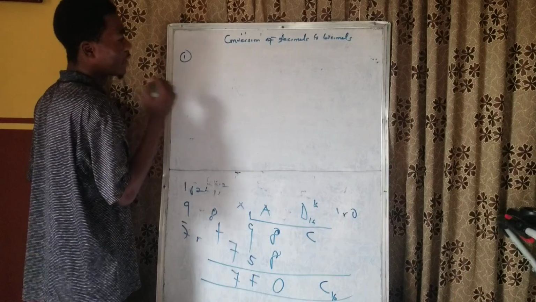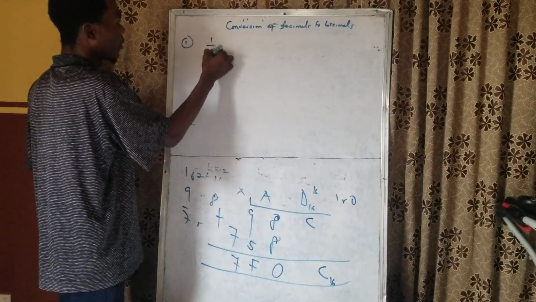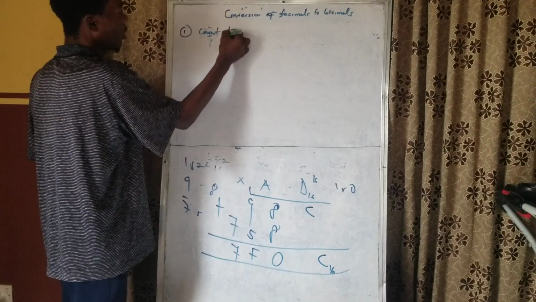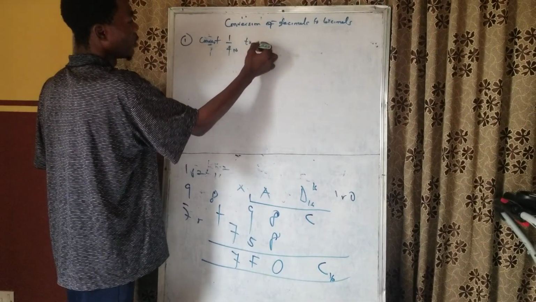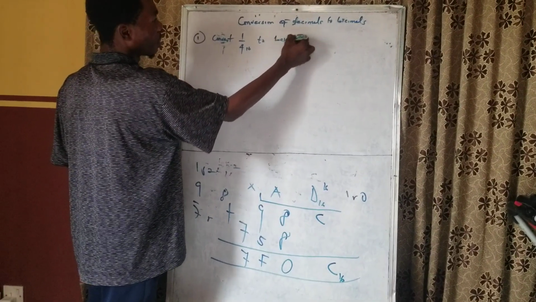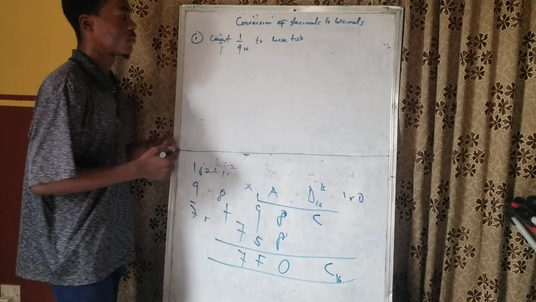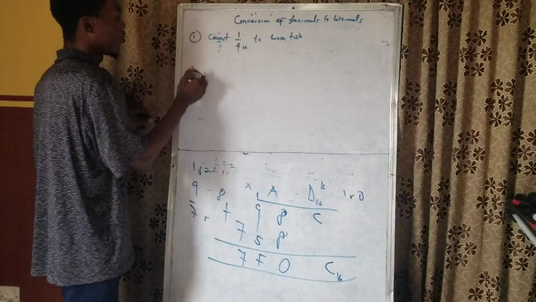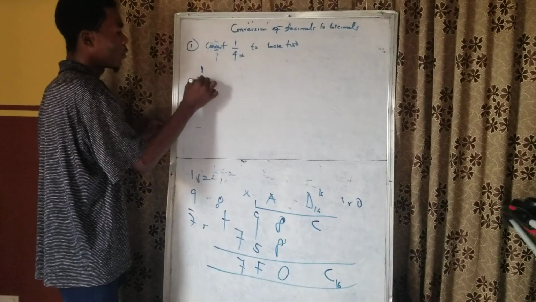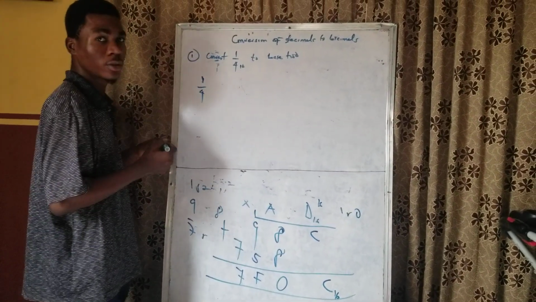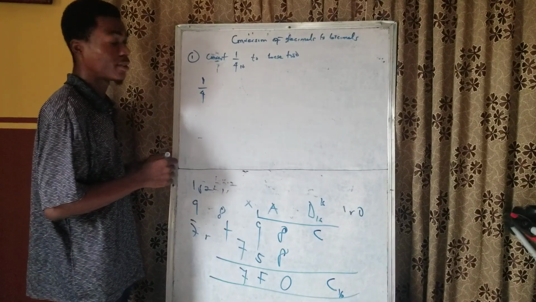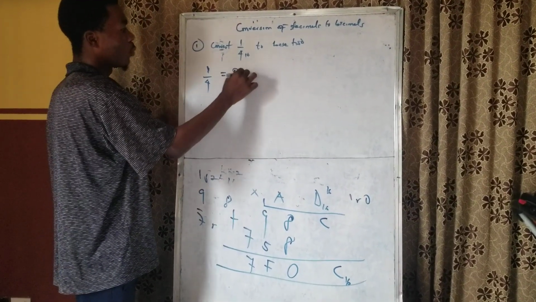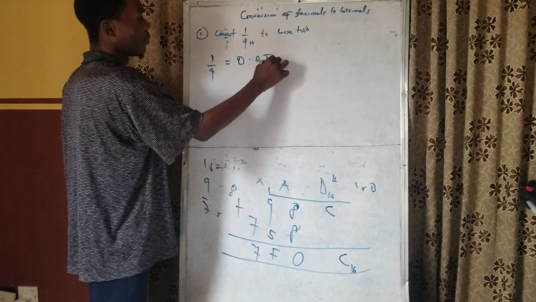Maybe for example number 1, if I'm having 1 over 4, they can say convert 1 over 4 base 10 to bicimals, that is to base 2. So the first thing I will have to do here is very simple. Since it's a proper fraction, I'll convert it to a decimal. 1 divided by 4 is 0.25 base 10.